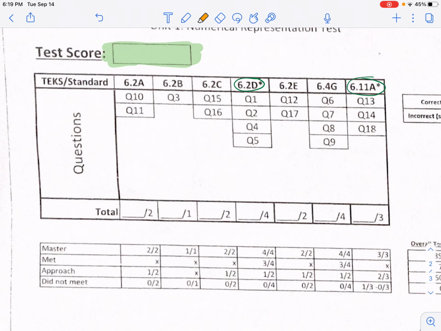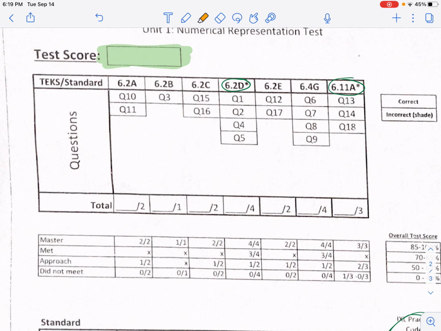This is question 1 under the 6.2D right here. So look down below. If you get it correct, you're just going to leave it blank. If you get it incorrect, you're going to shade it. So let's say I'm going over number 1. You're like, man, I know I got that wrong. I did not think I did very well on that. You're going to shade it with your pencil, or if you have a highlighter, whatever you want to do. Over here is the key, so incorrect means that you're going to shade it.